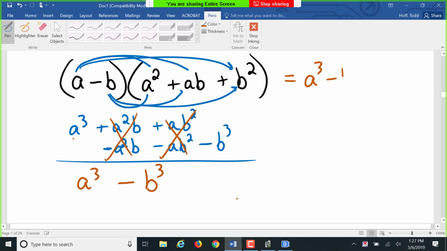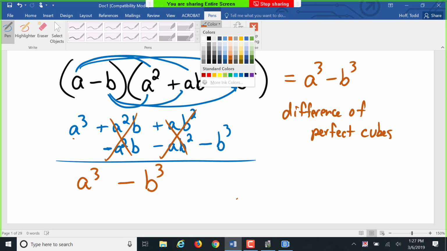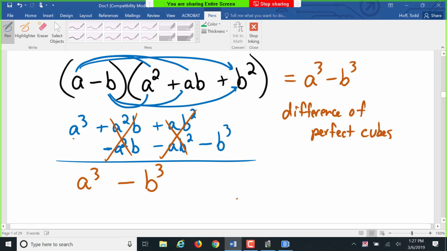There you got it. You found the pattern. This is perfect cubes, but it's subtraction, so it's a difference of perfect cubes. I often just call it a difference of cubes, but technically you should call them perfect cubes. And it fits that pattern. A cubed minus b cubed is going to factor into a minus b times a squared plus ab plus b squared.